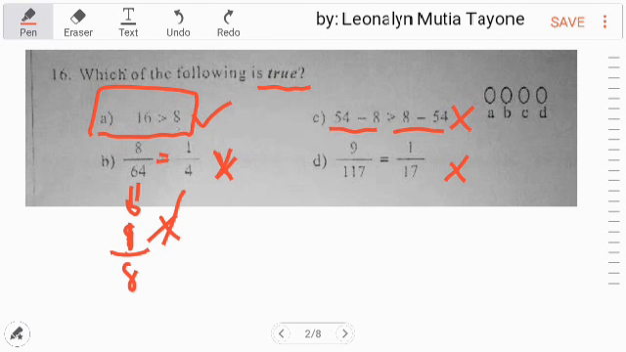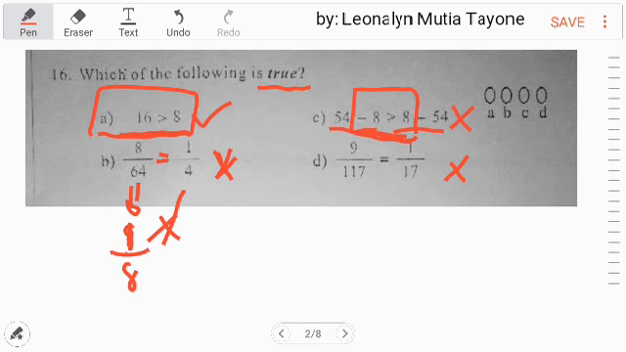Pero, since obvious na ang letter A ay tama kasi 16 is more than 8, then probably itong nasa letter C, baka ito lang. Kasi hindi naman nakaparenthesis yung 54 minus 8 at saka yung 8 minus 54. So, kung ito lang, included yung negative na iyan. So, it should be less than. Pero hindi ko nakita yung answer key nito.